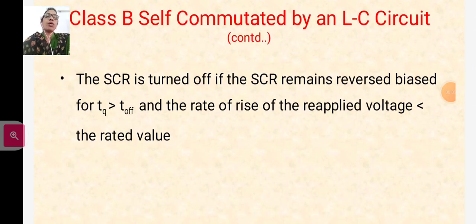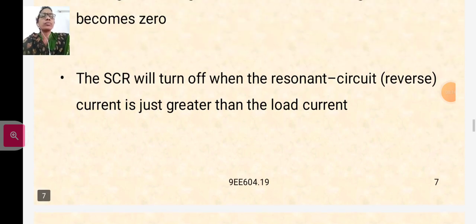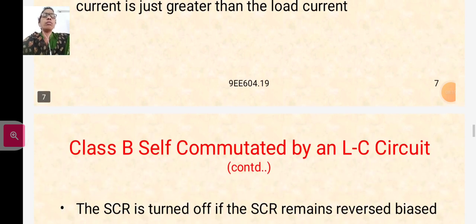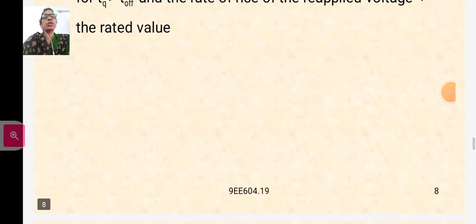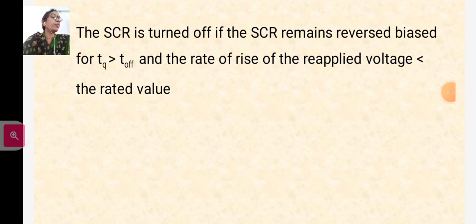So the SCR is turned off if the SCR remains reverse biased for tq greater than t off, meaning the turn off time, and the rate of rise of reapplied voltage is less than the rated value. So this is about class B commutation.